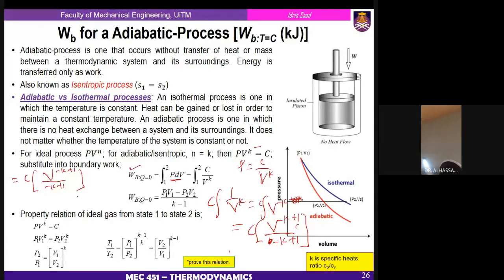Now if I push this C into the equation, what is C? C is PV raised to the power K. So C equals PV raised to the power K. Now let's see over here.